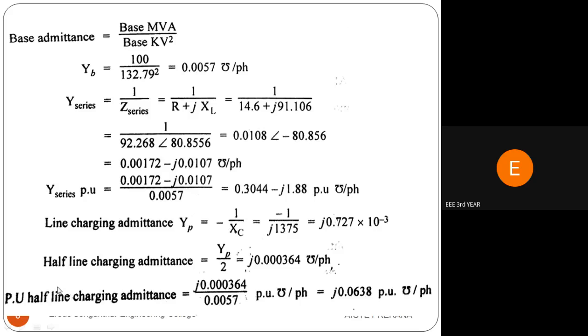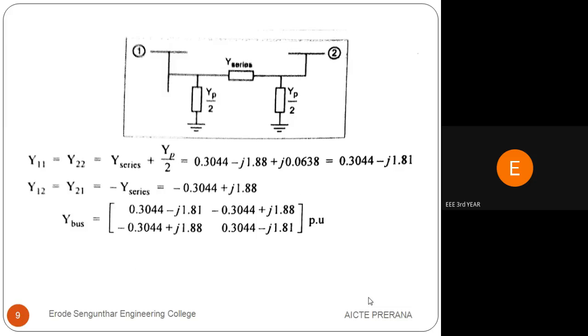Then again we have to convert into per unit. The per unit line charge admittance is the line charge admittance divided by the base admittance. We substitute the value in this formula, j 0.00364 divided by the base admittance value 0.0057. So finally we get j 0.0638 per unit per phase. Okay. After finding all these things, we have to draw the sequence network, that is the sequence circuit network.